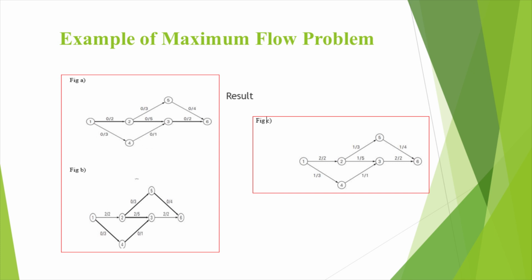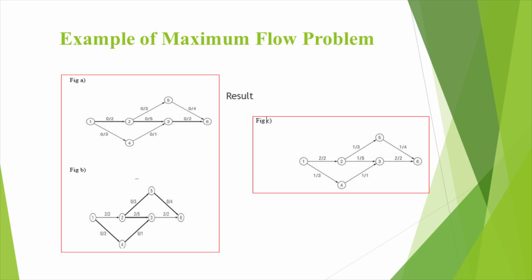In figure C, it deals with an intermediate residual graph after the first augmentation. It shows used capacities and residual capacities along all edges. Additional paths are considered for pushing more flow, such as 1 to 4, 4 to 3, 3 to 5, 5 to 6, with possible backtracking and adjustments using reverse edges.